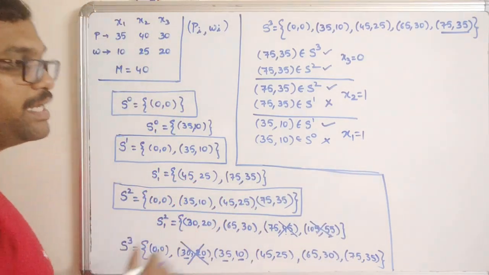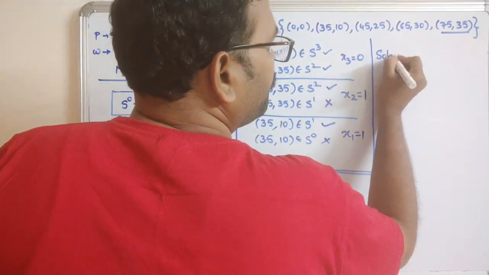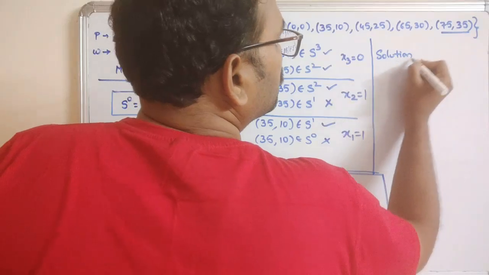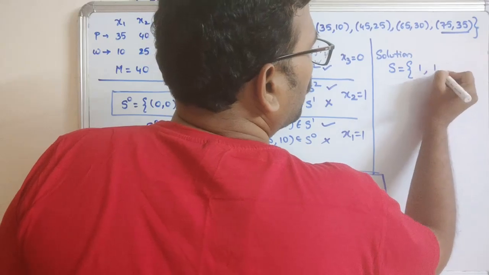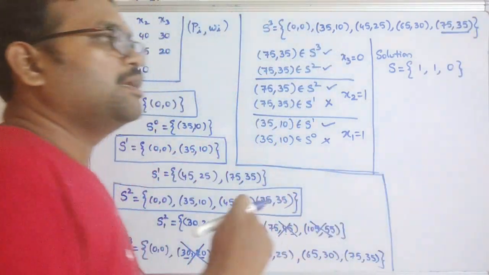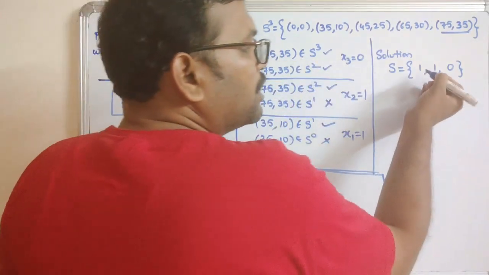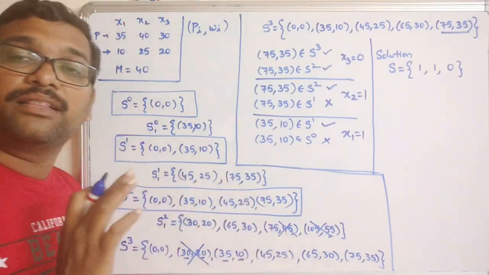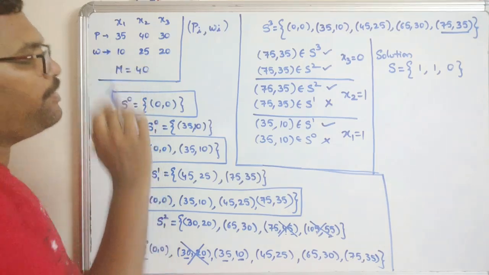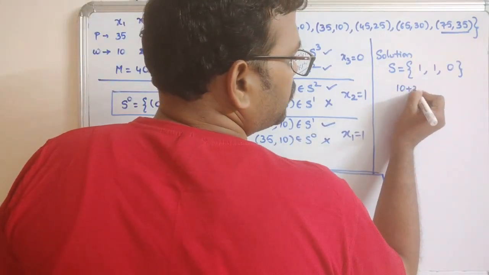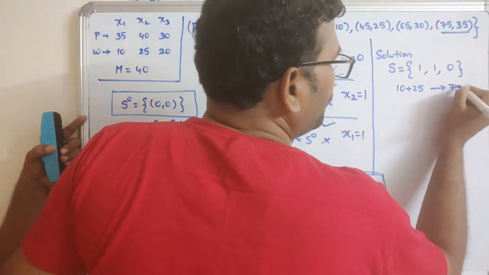First object into the sack. So you can say the solution S is equal to 1, 1, 0. That means inside the sack we are supposed to move the first object and second object so that we'll get the highest profit. So what is the first object and second object? 10 weight and 25 weight. 10 plus 25. So what is the profit here? We are getting 35 plus 40, which is 75.